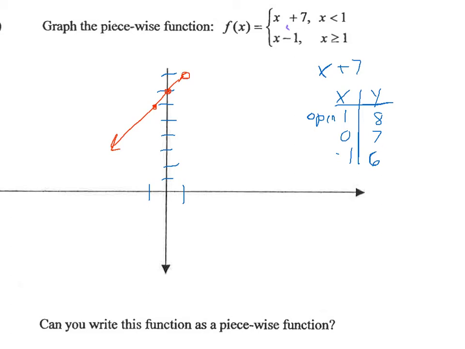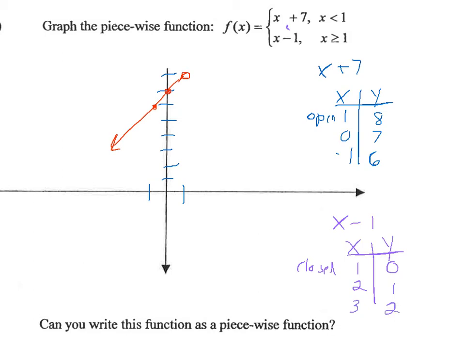Now for the next part, I'm going to have x minus 1 and make another table and only plug in numbers that are 1 and bigger. So this time when I plug in 1, this is going to be a closed dot since it could equal 1. So if I plug in 1, I'm going to get a 0. If I plug in 2, I'm going to get a 1. If I plug in 3, I'm going to get a 2.